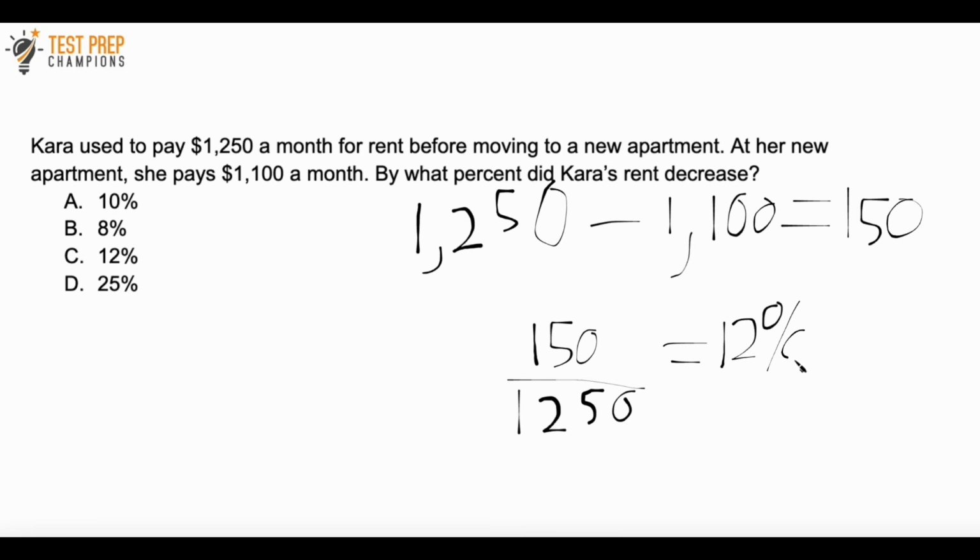So again, we found the difference between what she used to pay and what she pays now, which was 150. Then we went back to what she used to pay, and we did 150 divided by 1,250, and we know that that's 0.12 or 12%.